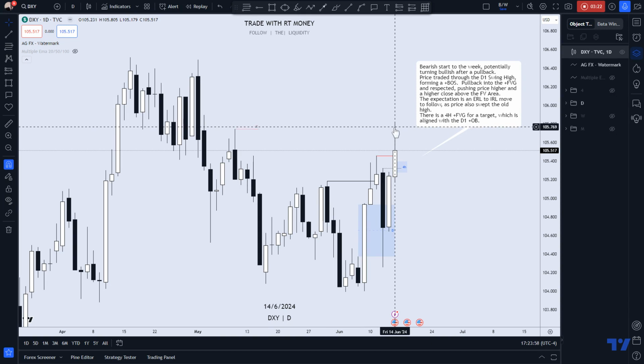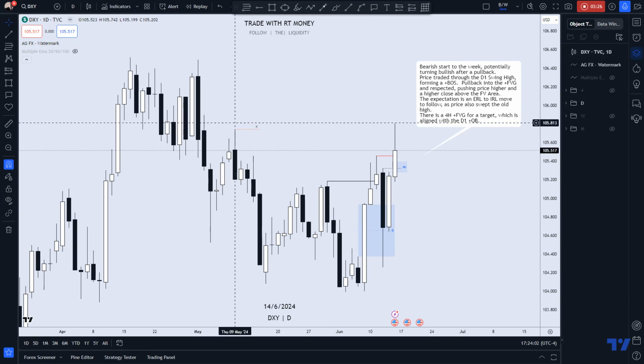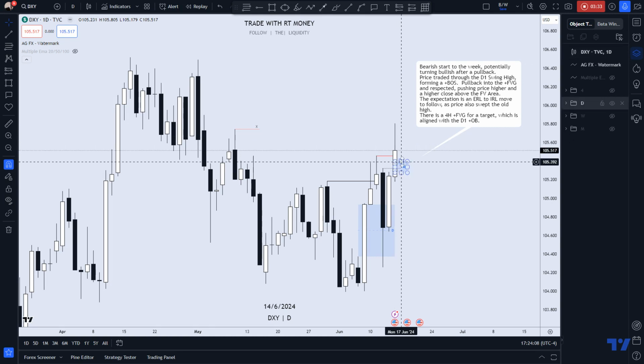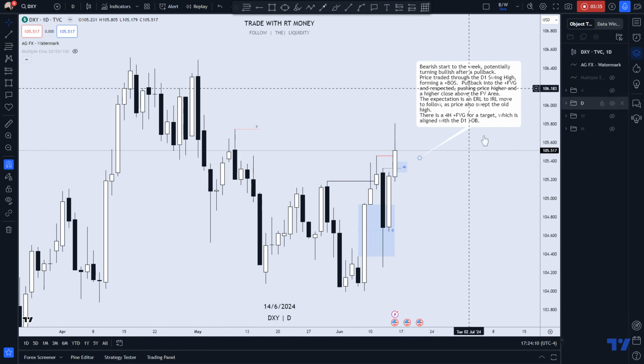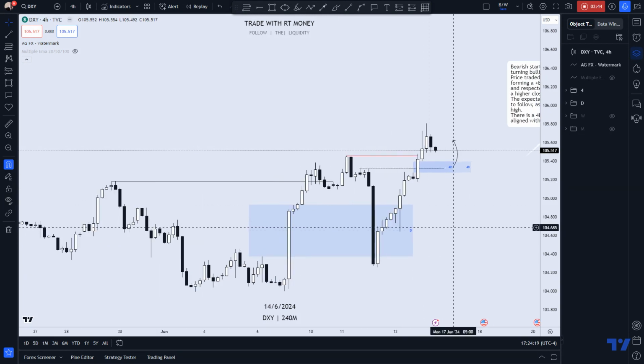What do you expect after that? A pullback. You see, this wick is showing respect to this premium array here, this high. So we may have a bearish beginning of the week. Let me show you what I mean. We're going to the 4 hour just to show you what I mean. What am I looking for?